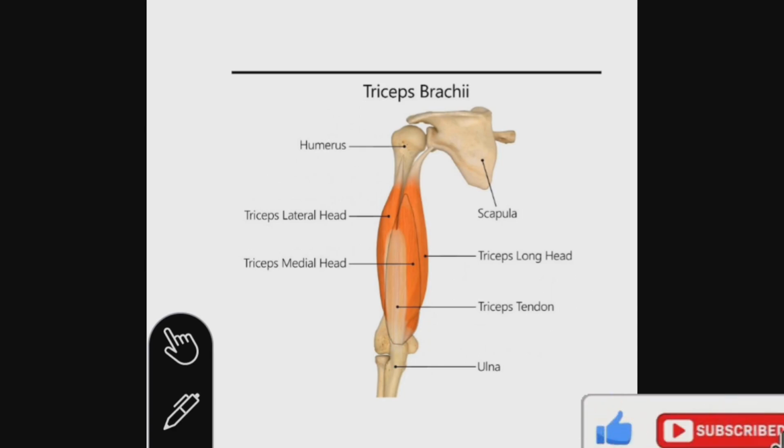The clinical correlate of the triceps is when there is a radial nerve injury. A shaft fracture of the humerus causes radial nerve injury. Next one is the anconeus. The anconeus is a small muscle at the lateral epicondyle of the humerus and is inserted into the olecranon too. It just assists in extension. So these are the muscles of the arm.